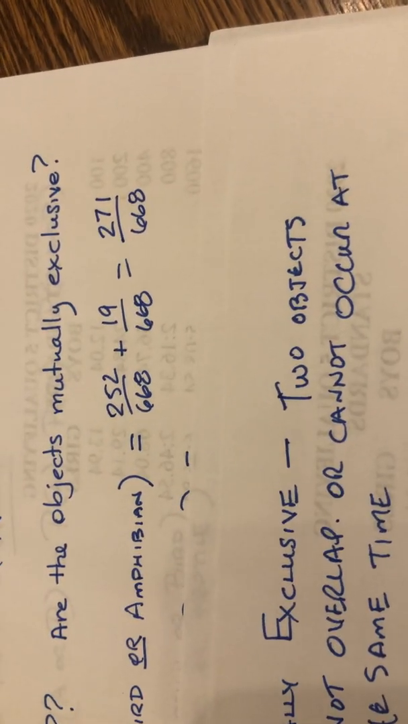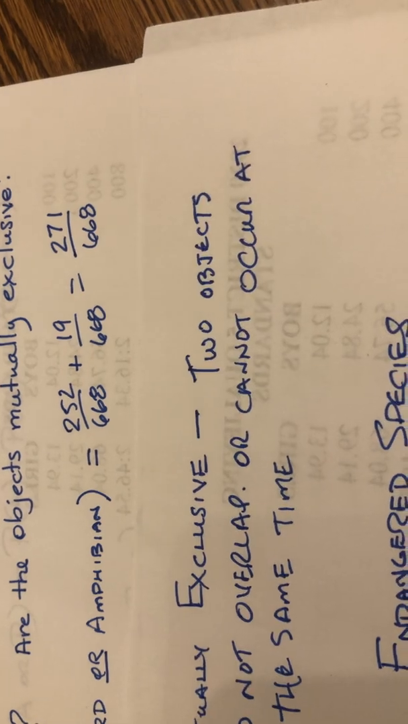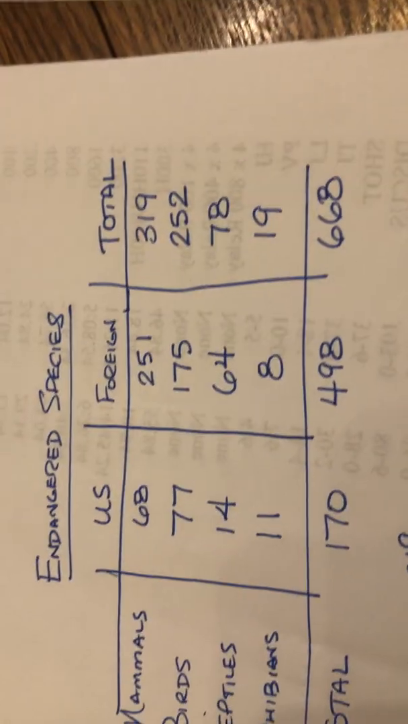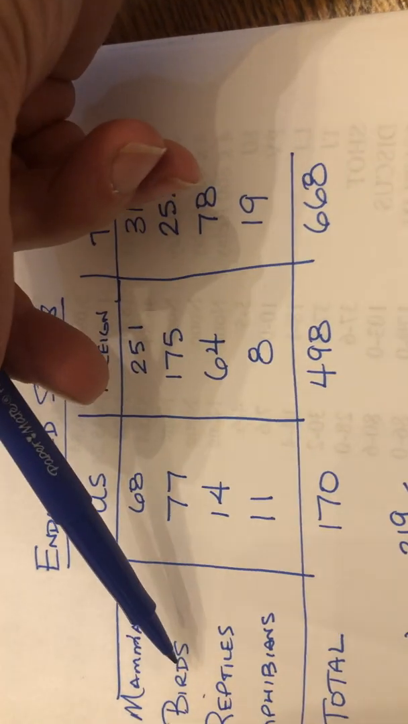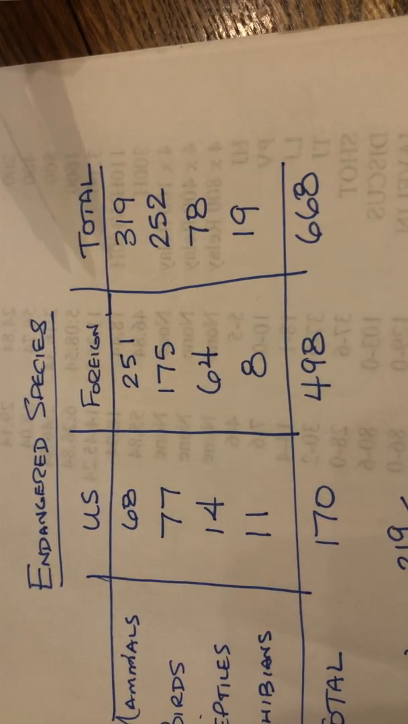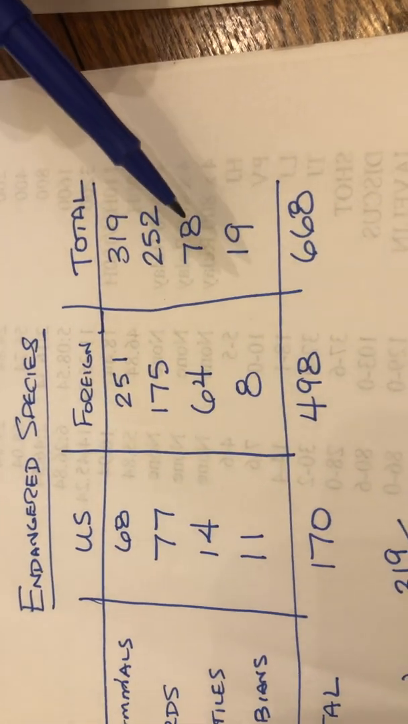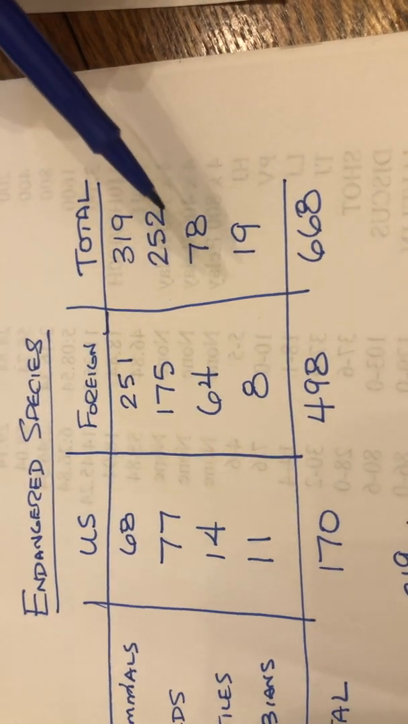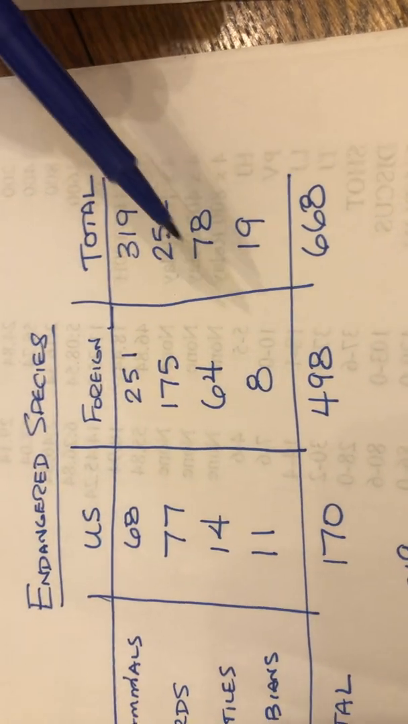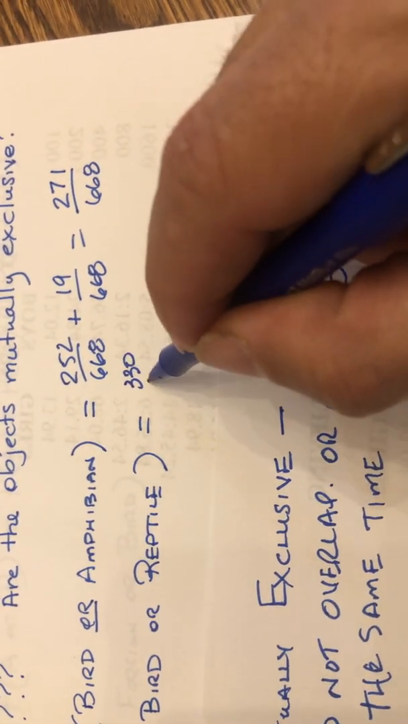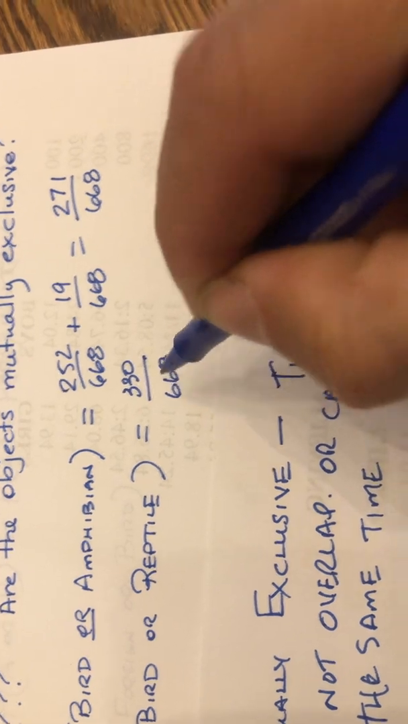And you might be saying, well, I can do that without doing all that fractional addition, and you are right, you can. So if I was looking at birds or reptiles, I'd skip down here. I'd say, okay, birds, is it mutually exclusive? Absolutely. I can't be a bird at the same time I'm a reptile. So I just need to take my birds plus my reptiles, add them together. So 252 plus 78, 10, carry a 1, 13, carry a 1, 330. So my probability of it being a bird or a reptile would be 330 out of 668.